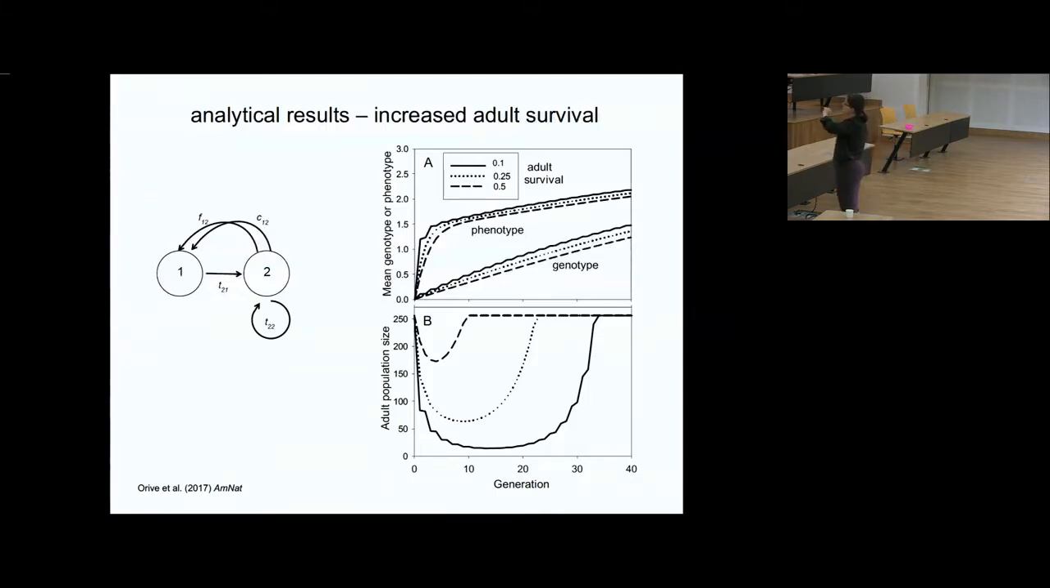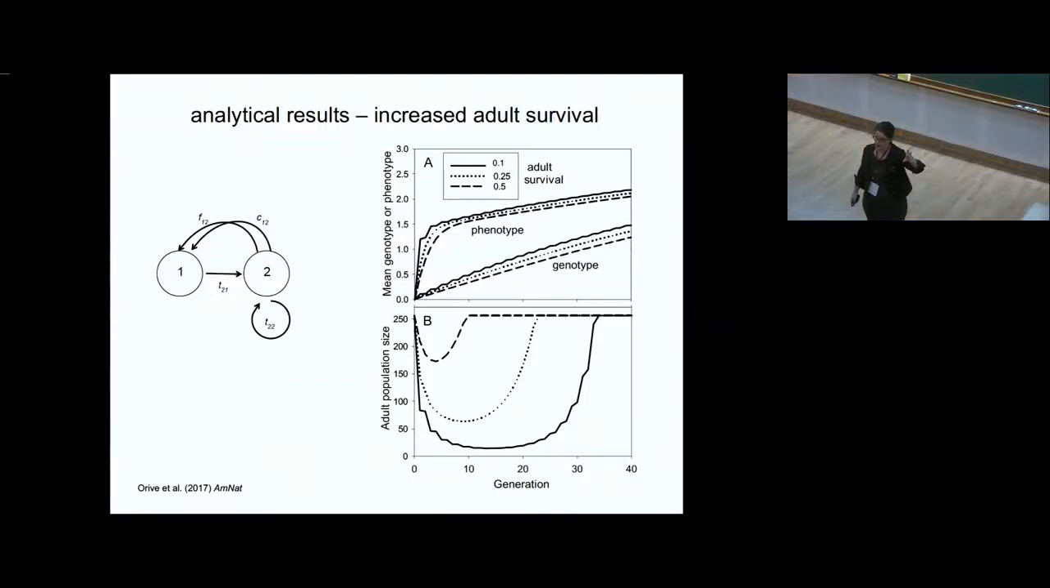Remember, selection is on the juveniles, right? So the more adults that are surviving, the more individuals that are sitting around, and selection doesn't have a chance to act on those. They're past that. So it's really slowing this down. But again, we see this demographic advantage.